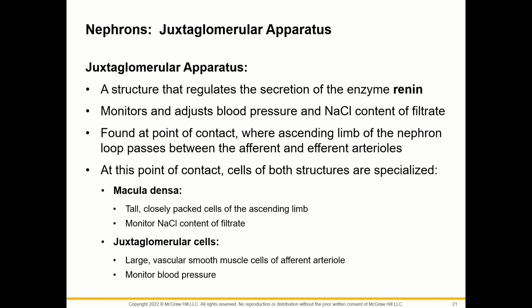We have a juxtaglomerular apparatus, which is a structure that regulates the secretion of the enzyme renin. It monitors and adjusts blood pressure and sodium chloride content of the filtrate. It's found at the point of contact where the ascending limb of the nephron loop passes between the afferent and efferent arterioles. At this point of contact, cells of both structures are specialized. We have the macula densa, which is tall, closely packed cells of the ascending limb, and this monitors sodium chloride content of the filtrate. In the juxtaglomerular cells, large vascular smooth muscle cells of the afferent arteriole monitor blood pressure.